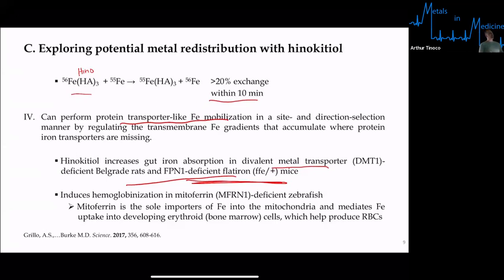Also observed was that it had the capacity to induce hemoglobinization. Okay, so what does that mean? As part of being able to participate in the regeneration of red blood cells, it has the capacity to increase the amount of hemoglobin that's available. And that was observed in that animal model, zebrafish.